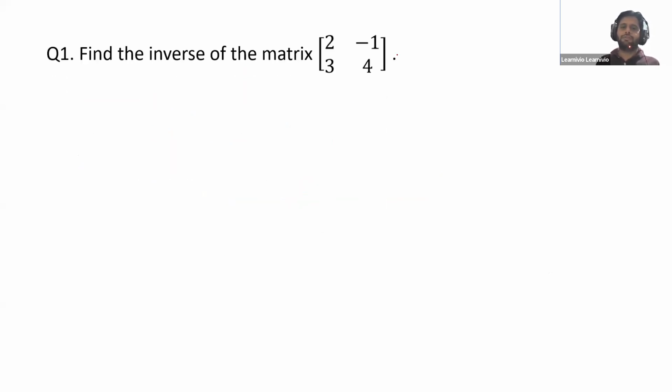Now, we need to find the inverse of this matrix. Can you do this? You just need to find the adjoint, divide that by the determinant, and you will get the inverse. So first of all, let A be a matrix having the elements 2, -1, 3, and 4. Now please find the inverse of this. Please complete this and share your answer.